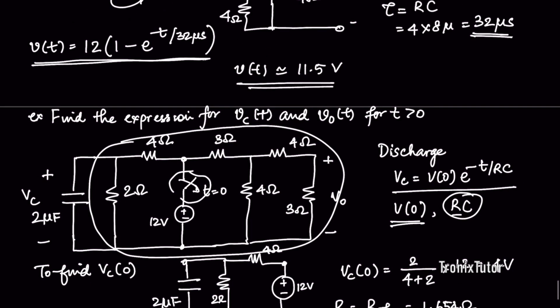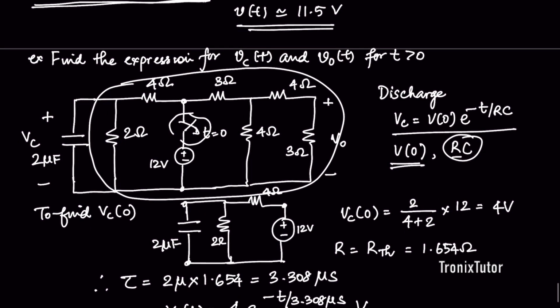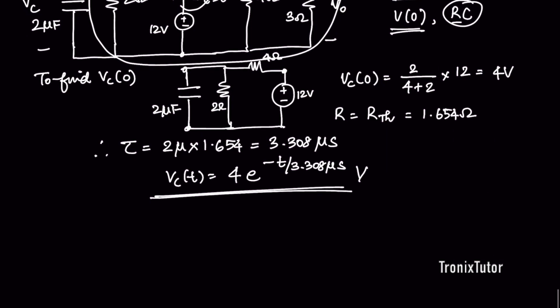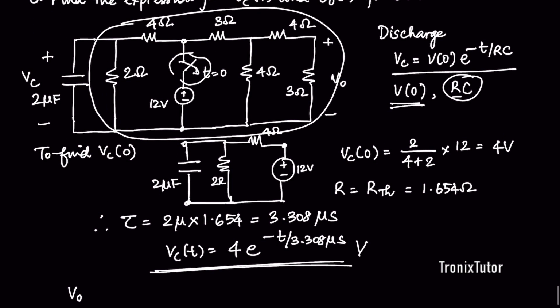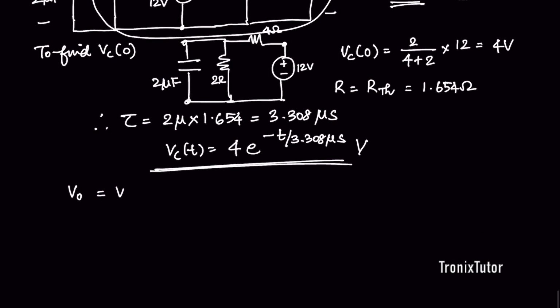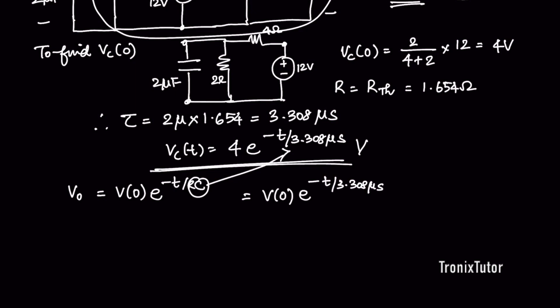Now remember, this is a linear circuit. What I mean by linear circuit is that all voltages and currents are going to have the same functional format as the capacitor voltage, right? So therefore V of 0 is also going to look of the form. So V0 is the voltage across the 3 ohm resistor. So V of 0 is also going to be of the form some V of 0 e power minus t by RC, where RC is the same RC here. So I can write this as V of 0 e power minus t by 3.308 microseconds, right?